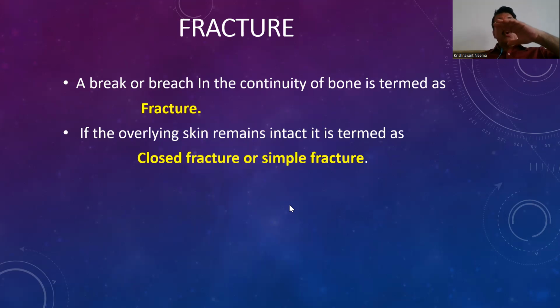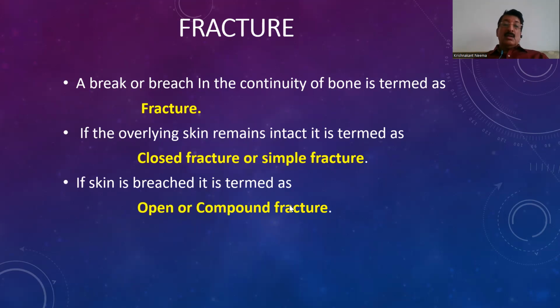If the skin overlying a fracture is complete, uninjured, intact, then that fracture is called a closed fracture or a simple fracture. While if the skin over the fracture is breached, if it is also injured, and you can see some blood outside, or you assume that the fracture is communicating with the exterior, in that case, that fracture has to be called an open or a compound fracture.